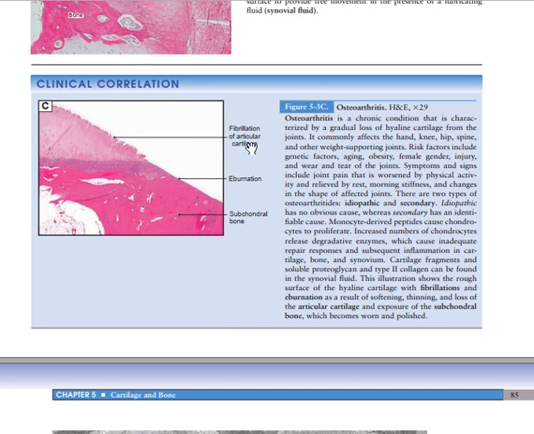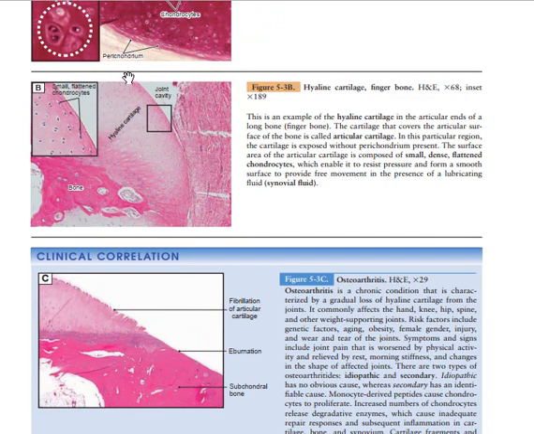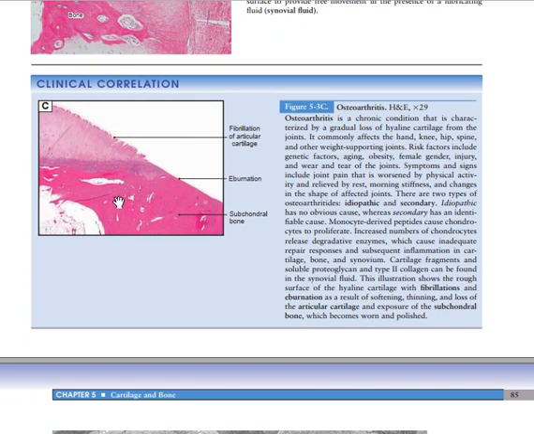Now, what is the histologic view of osteoarthritis? You have fibrillation of the articular cartilage. Normally, articular cartilage, as you can see here, is flat and smooth. But if you have fibrillation, it becomes rough like that with some fibers. That's called fibrillation of the articular cartilage. Just know that this is one sign of osteoarthritis on histologic view.